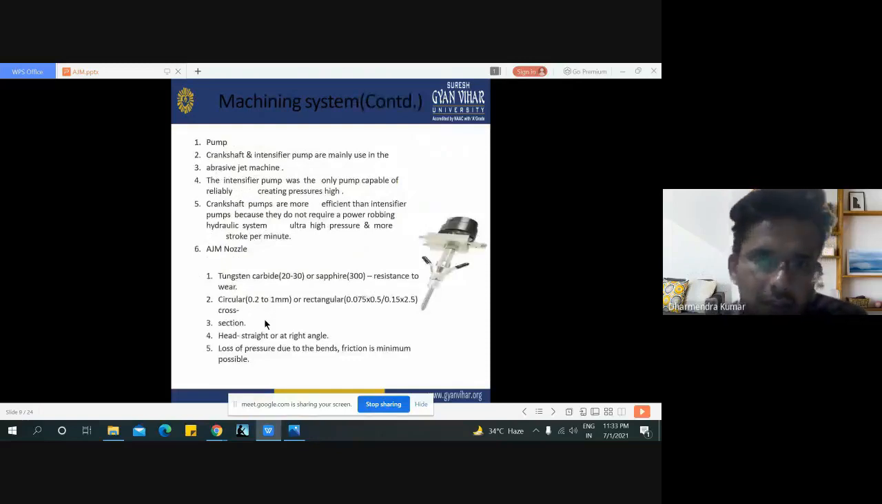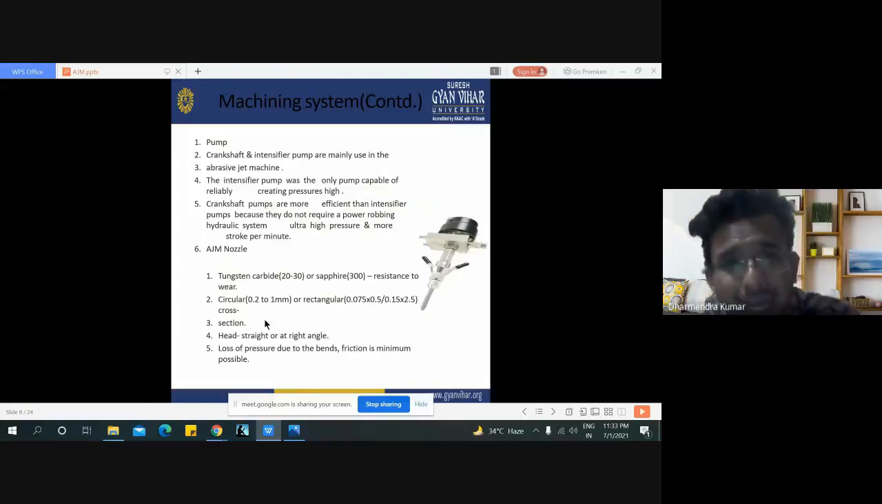Here, components like the pump, crankshaft, and intensifier pump are mainly used in abrasive jet machining. The pump is the only one capable of reliably creating high pressure and high velocity of that mixture.